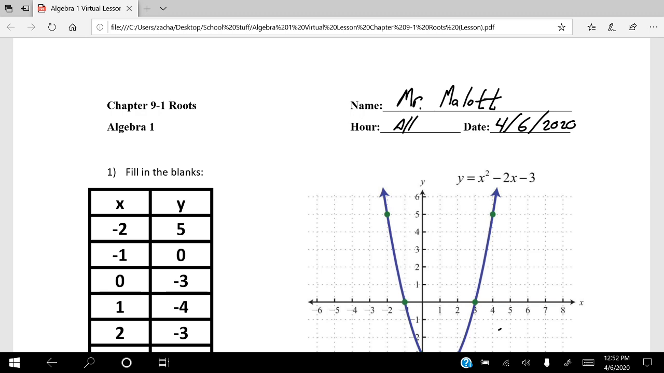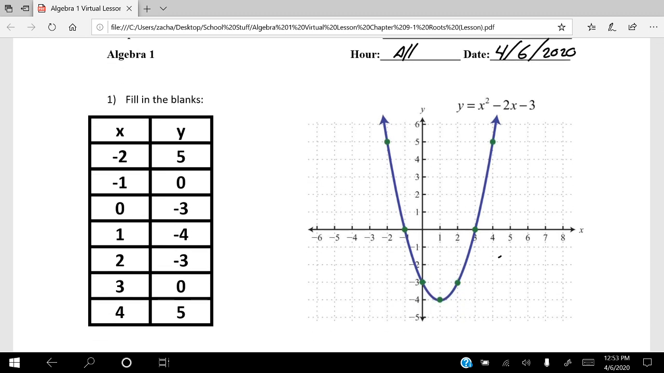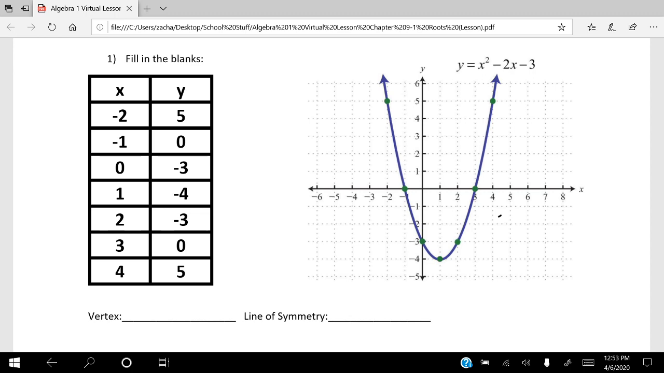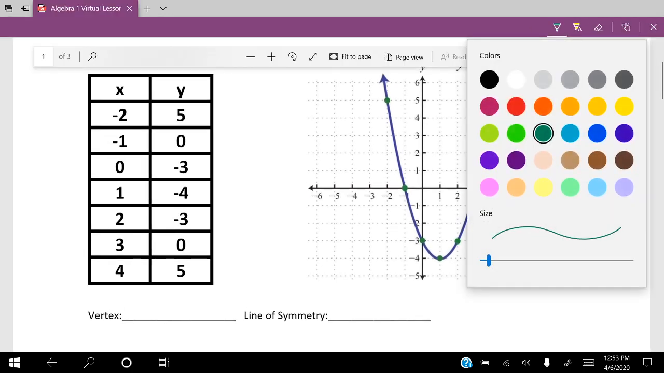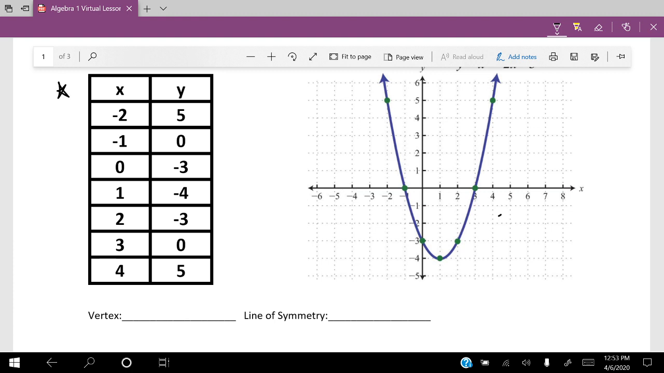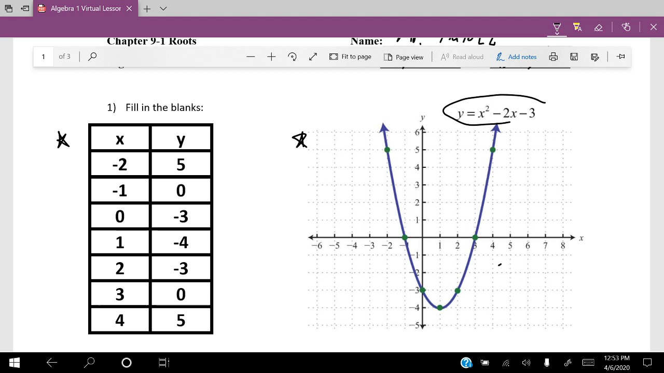Please go ahead and bring that up, or if you could, print it out so that you can follow along with the video. We're going to start by talking about roots. Number one says fill in the blank. We're given a really nice table, a really nice graph, and the equation that everything belongs to, which is y equals x squared minus 2x minus 3.